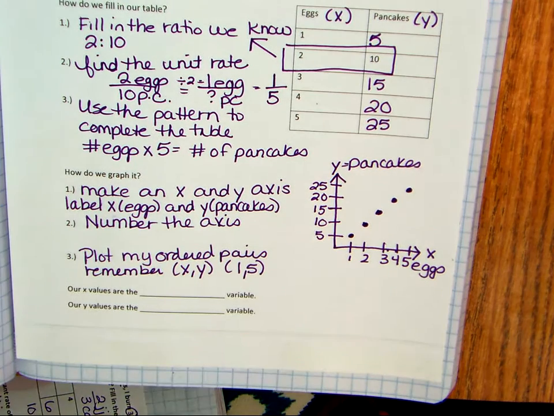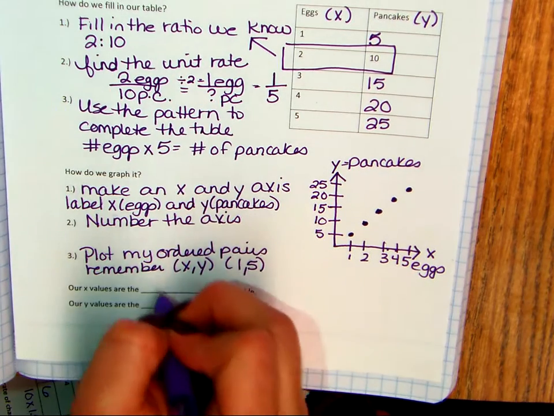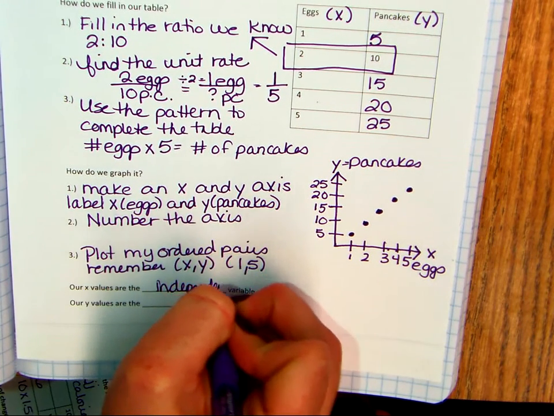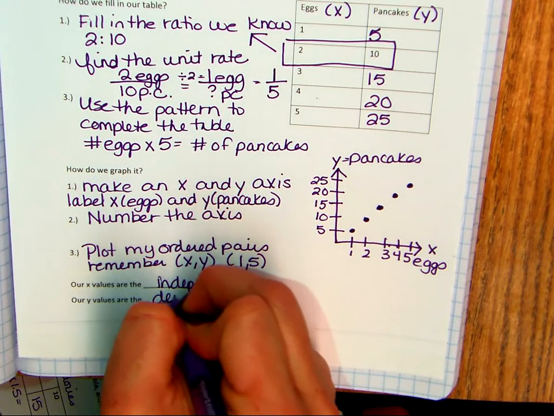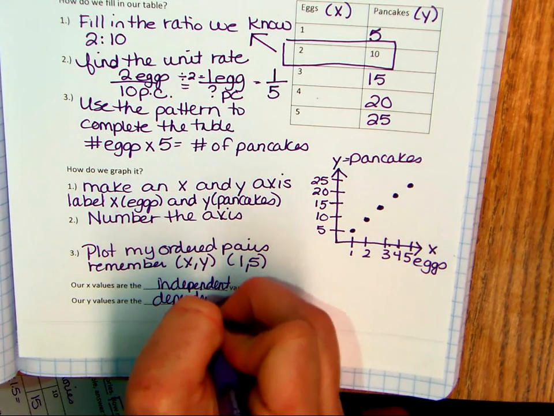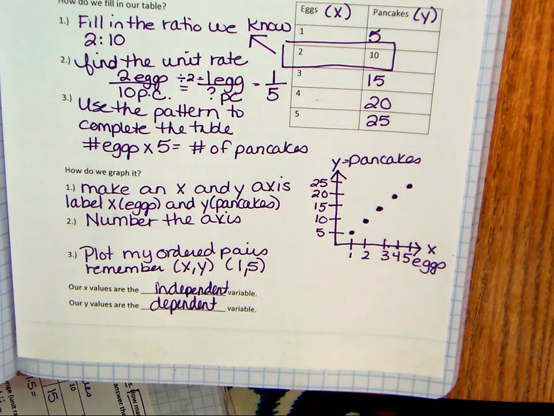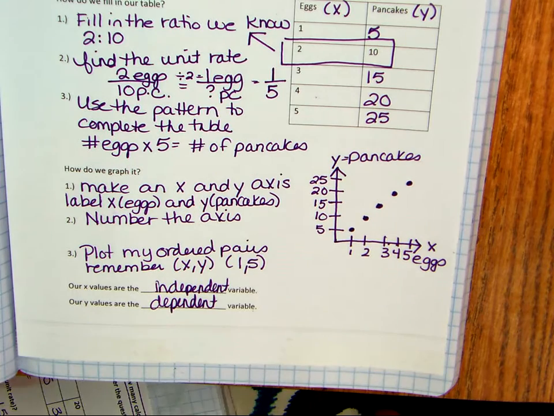So our x values are going to be our independent variable. It's the variable that can change independent of everything else. Where our y value is the dependent variable. So this will be our pancakes, this will be our eggs.